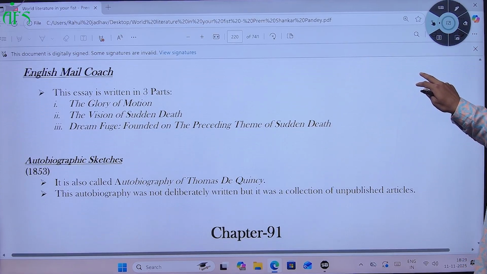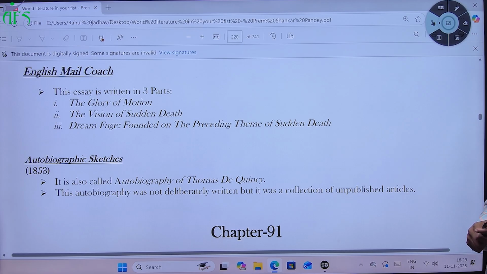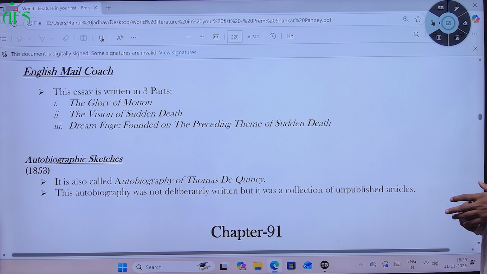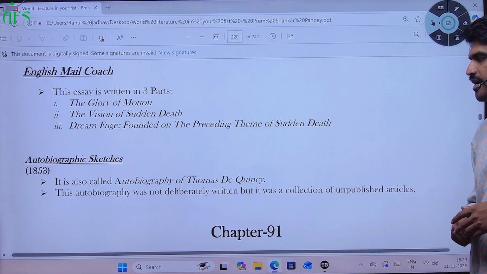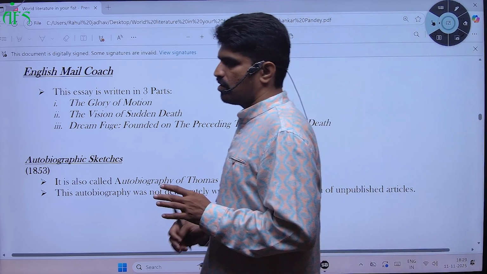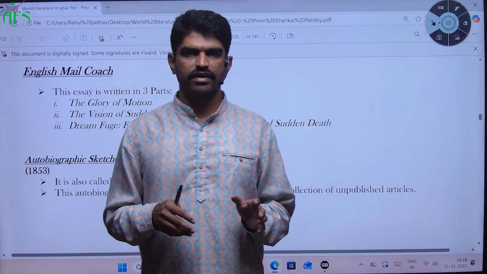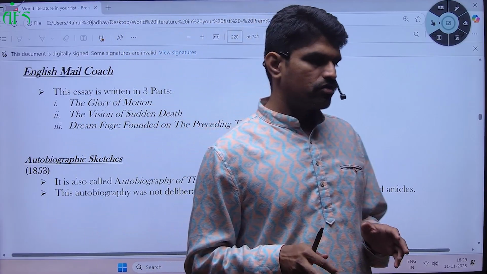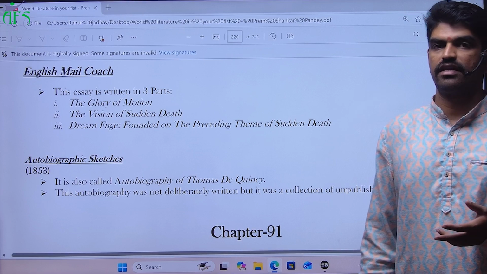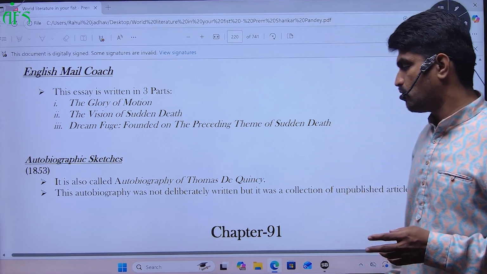Now, The English Mail-Coach. It is an essay written in three parts: The Glory of Motion, The Vision of Sudden Death, and Dream-Fugue, founded on the preceding theme of sudden death. And then his Autobiographical Sketches, also called the Autobiography of Thomas De Quincey. This autobiography was not deliberately written, but was a collection of unpublished articles. So this was all about Thomas De Quincey, who remains one of the prominent figures not just in the Romantic period, but in the entire English literature, and his critical essays, his commentaries, and his explanations are definitely noteworthy.